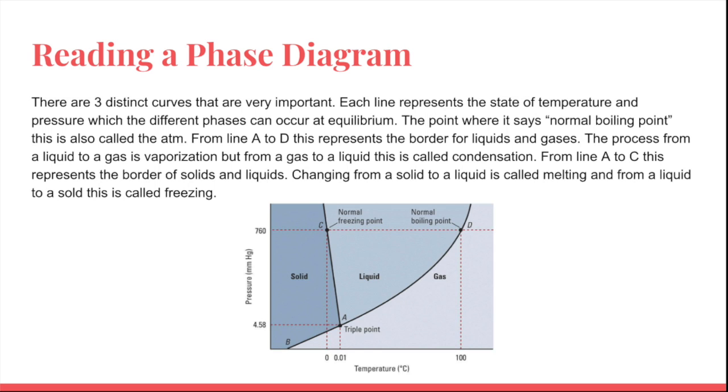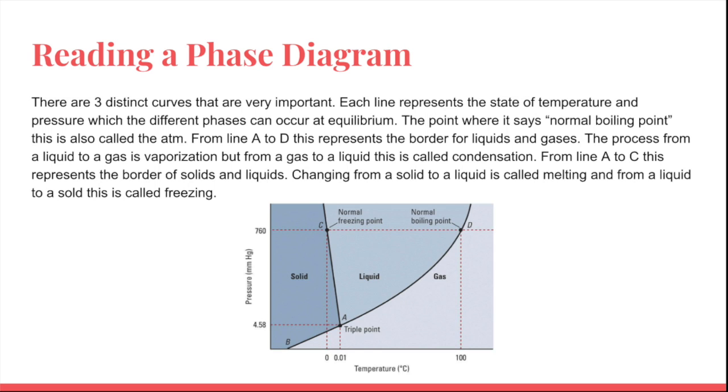When reading a phase diagram, there are three distinct curves that are very important. Each line represents the state of temperature and pressure at which the different phases can occur at equilibrium. The point where it says normal boiling point, this is also called the ATM. From line A to D, this represents the border for liquids and gases. This process from a liquid to a gas is vaporization. But from a gas to a liquid, this is called condensation.